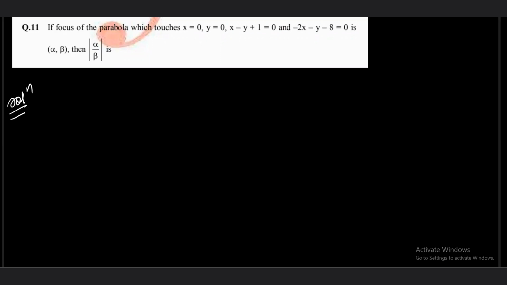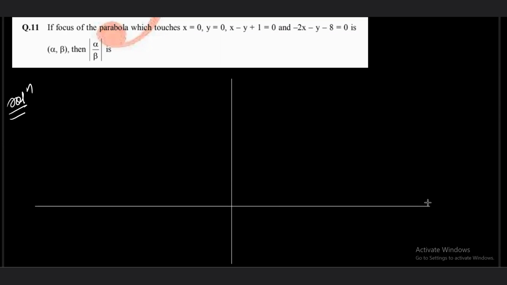First of all, I'm going to trace these four tangent lines. Okay, these two lines are done. Now the third line has x-intercept -1 and the y-intercept is +1. So I am tracing that line. X-intercept -1 and the y-intercept is +1. So here is the third line.